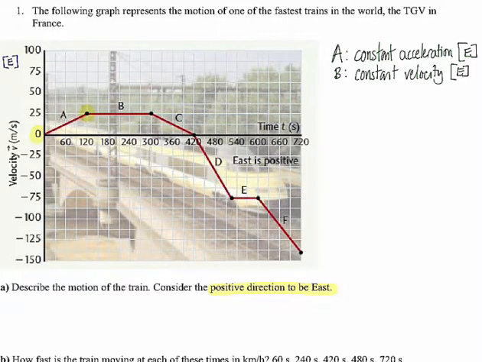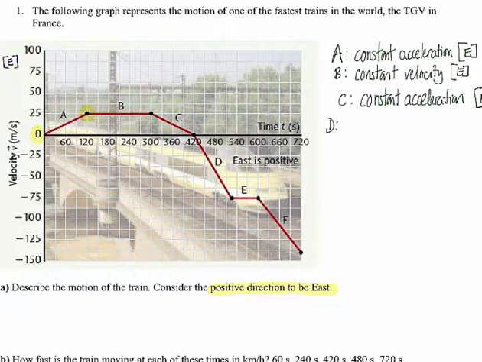In section C, very similar to section A, only this time the velocity is decreasing. It's getting closer to 0. We don't say deceleration though. We say constant acceleration east. That does not mean it's moving east. It's actually still moving west. But the acceleration is east, and if the acceleration is in the opposite direction to the velocity, then the object will be slowing down, which is the case here.